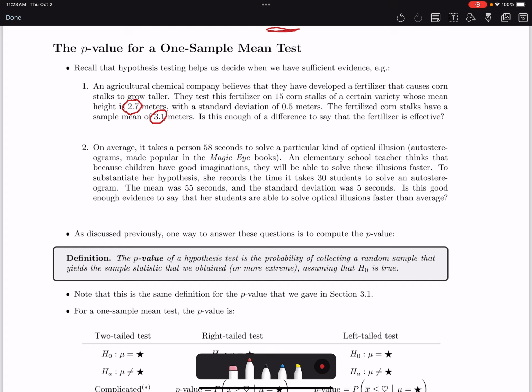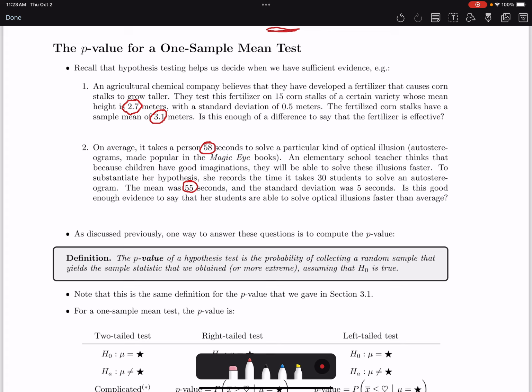Okay, so again, the population mean amount of time to solve one of these puzzles is 58 seconds. Her students were able to solve it in 55 seconds on average. Is that enough of a difference to say that her students are really, truly better at solving these kinds of puzzles? Or is it that she just so happened to get 30 students who were really good at solving these puzzles? So we'll run hypothesis tests, of course, to answer those questions.